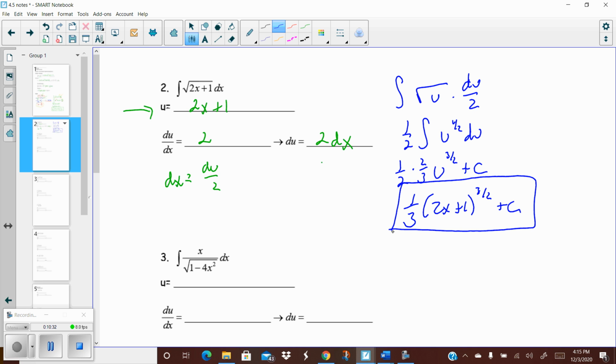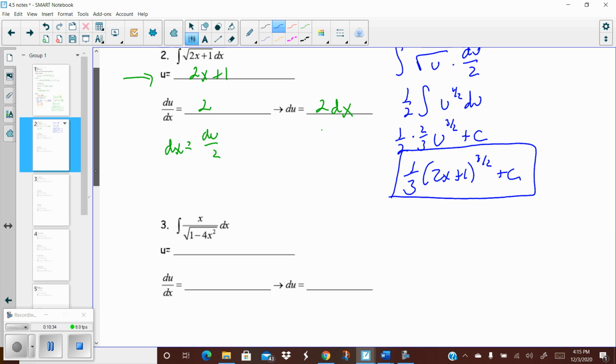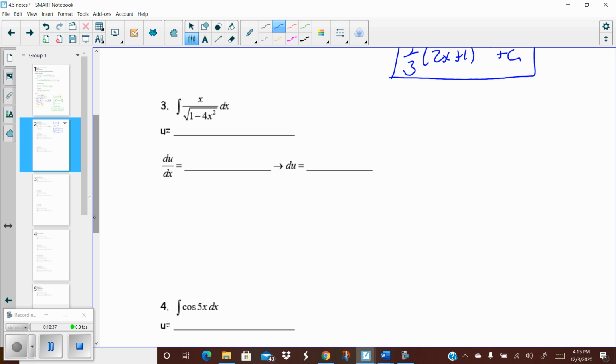All right. Number 3. By the way, there's just lots and lots of examples in here, so we're going to go through all of those. Number 3. So it should be pretty obvious that the composited piece here is the 1 minus 4x squared.